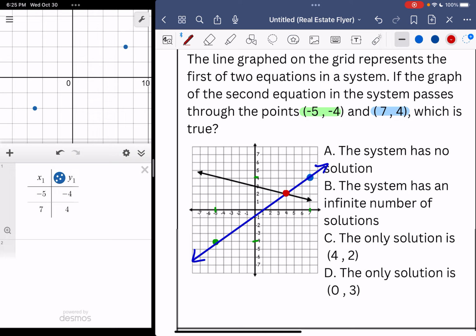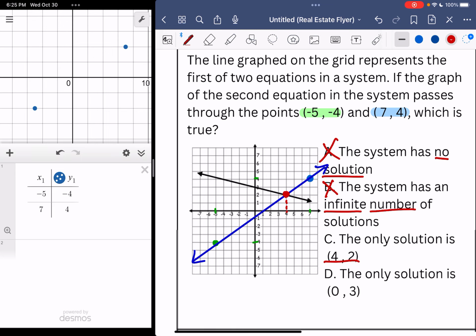So answer choice A says the system has no solution. My system definitely has a solution. I already marked it on my graph. B says the system has an infinite number of solutions. It does not. It only has 1 at that red dot. C says the only solution is 4, 2.